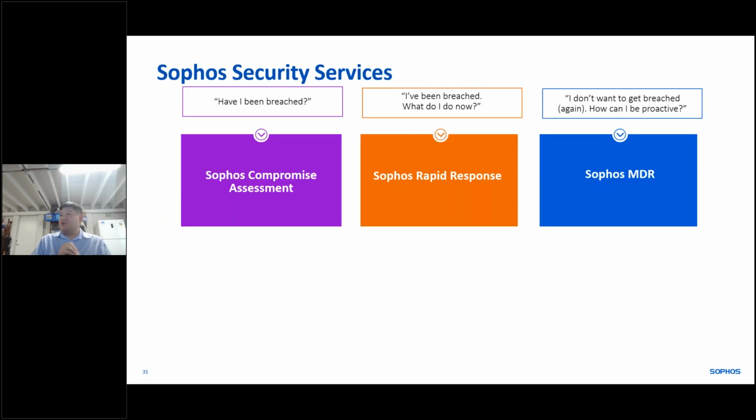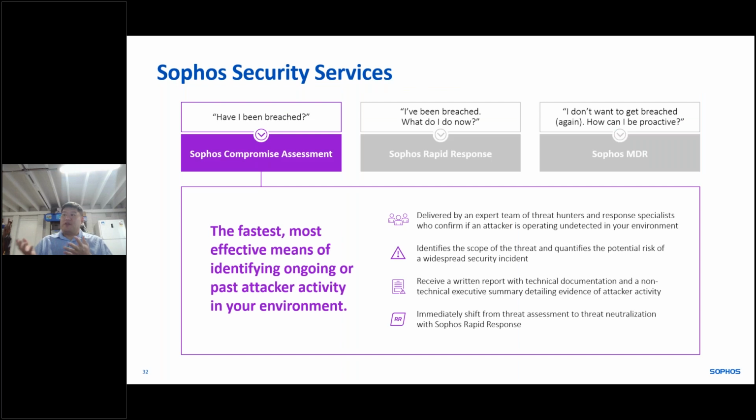So what Sophos can do is provide a way of providing security services to partners. There are three things here. First of all is the Sophos compromise assessment. So the question is, if your customer has potentially been breached, but you want a second pair of eyes just to make sure that the environment is clean and that there's nothing happening, Sophos can provide that to partners.